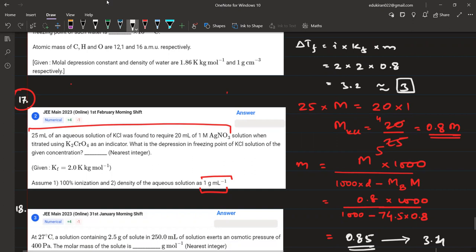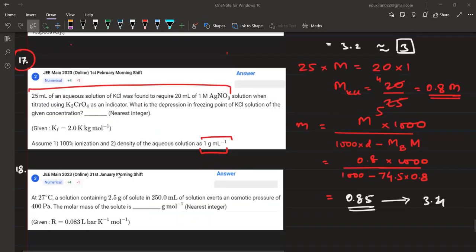All of you done, yes or no, please tell me. Is everyone done? Yes, okay. स्क्रीनशॉट ले लीजिए इस सवाल का, क्वेश्चन नंबर 18. How much was the answer? I hope you have taken the screenshot.